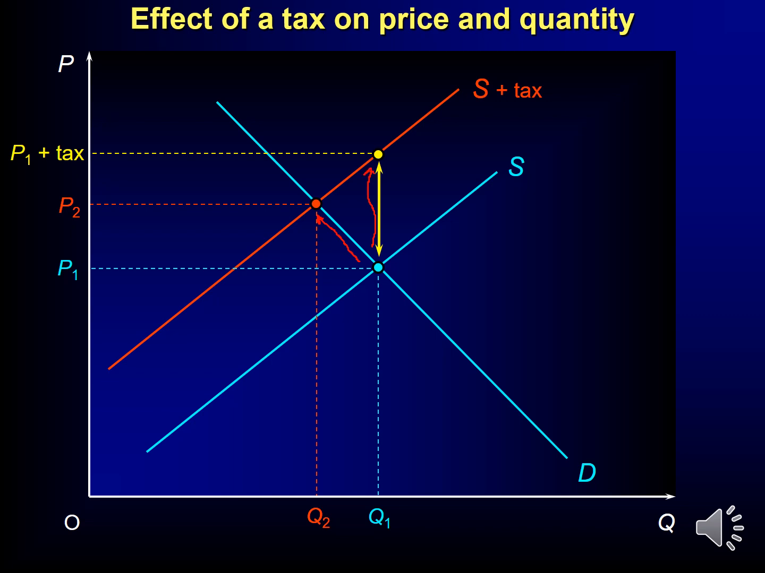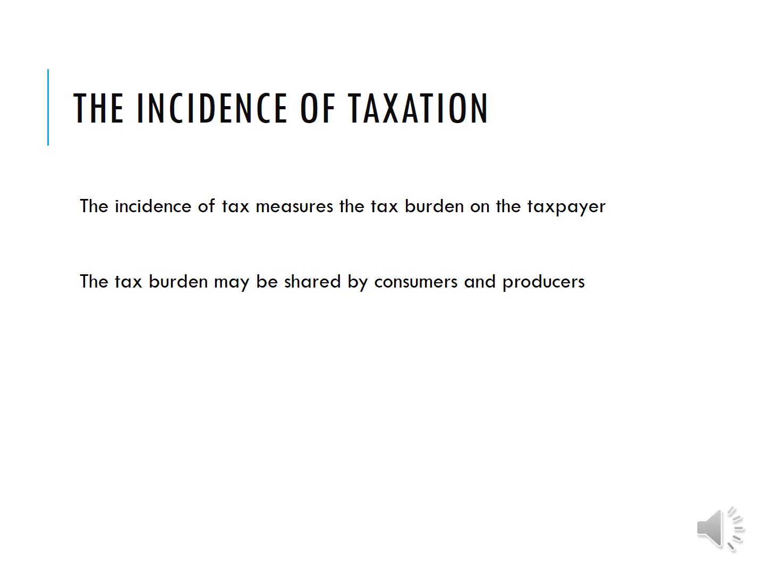So the consumer has noticed some of the rise in price from P1 to P2, but the rest of the tax must be coming from the producer. And so we call this who is paying for the tax, is it the consumer or the producer, the incidence of tax, which we're going to look at now. So the incidence of tax measures the burden of tax on the taxpayer. The tax burden may be shared by consumers and producers.